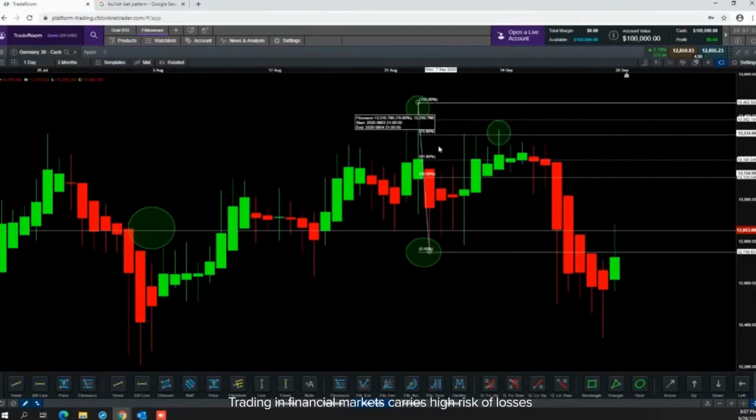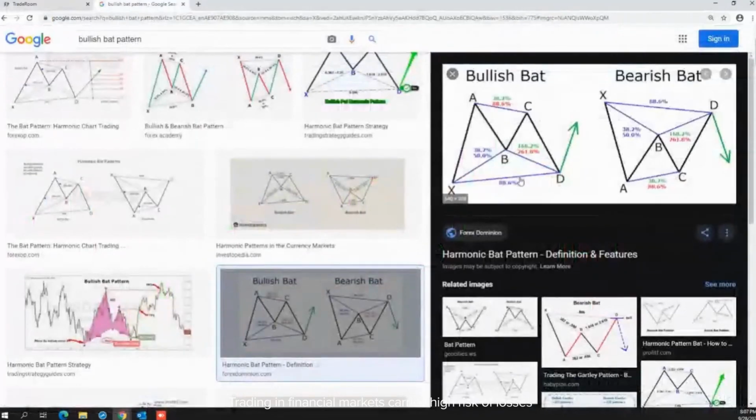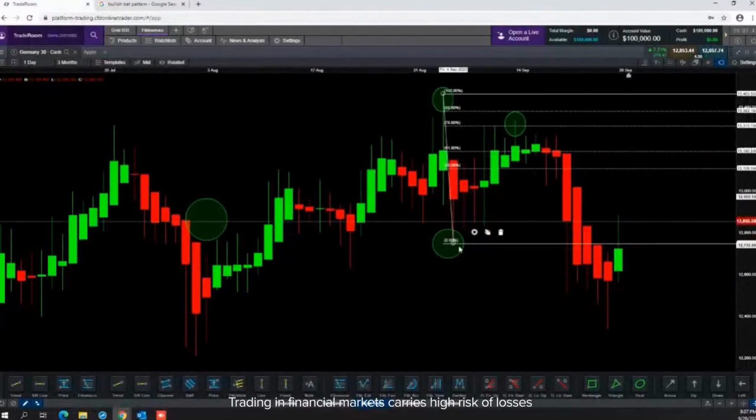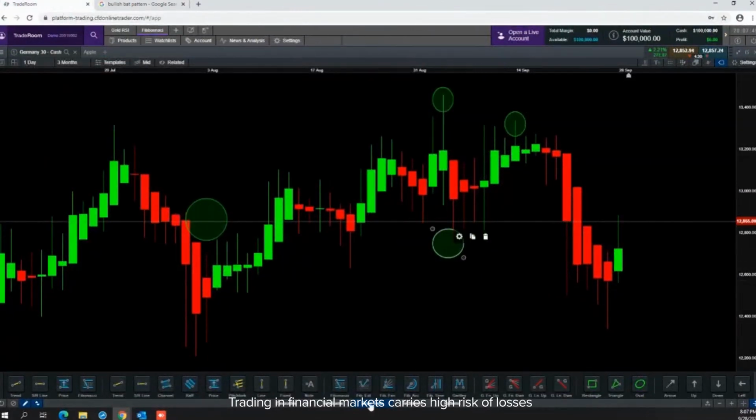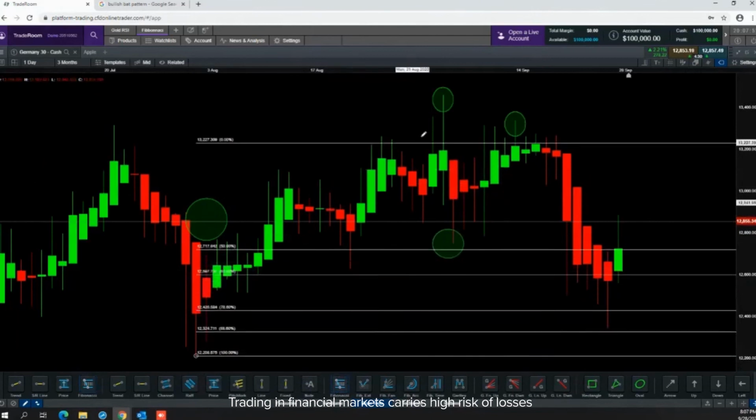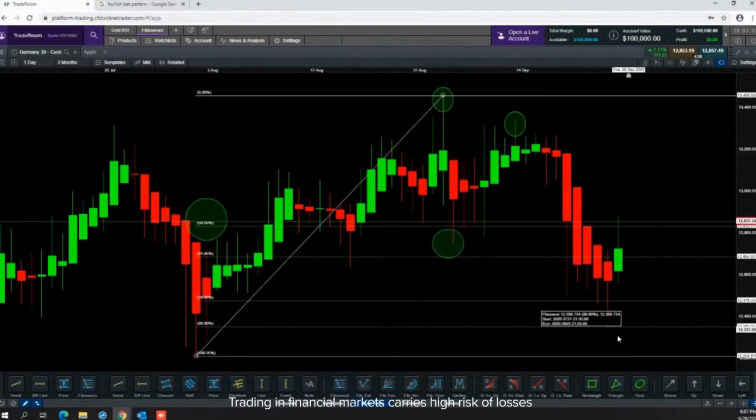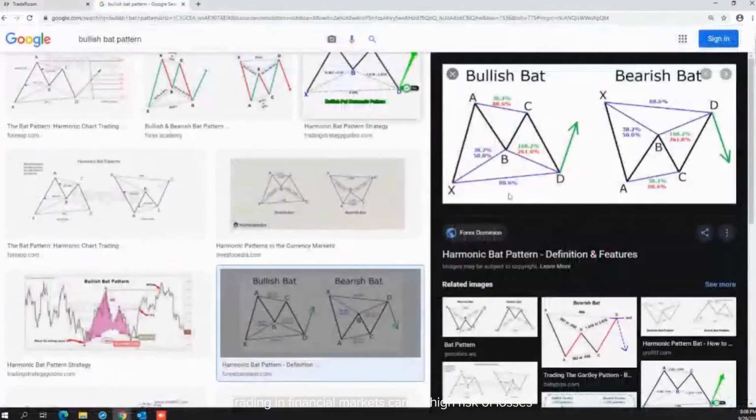Now B to C needs to complete at 168.2 or 88.6 of X and A. So let's check X and A. This is my X, this is my A. It has completed somewhere here. Okay, so let's go back. That is 88.6. So X and A has shown me that D point has completed.